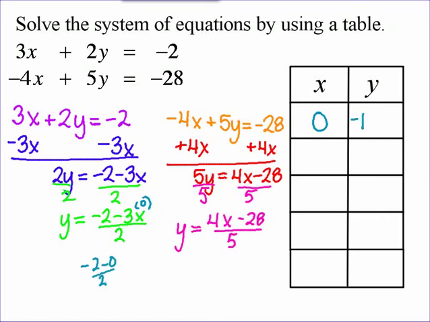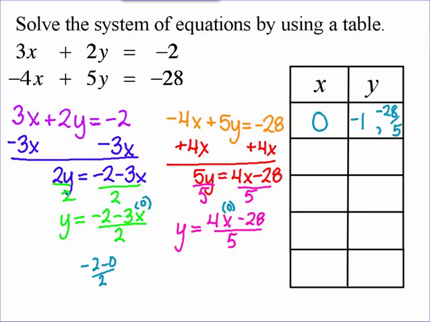Now I'm going to do the same thing with the pink equation. I'm going to plug 0 in here. That comes out to be -28 over 5. Do those match? No, so that is not our solution. So I need to pick another number.